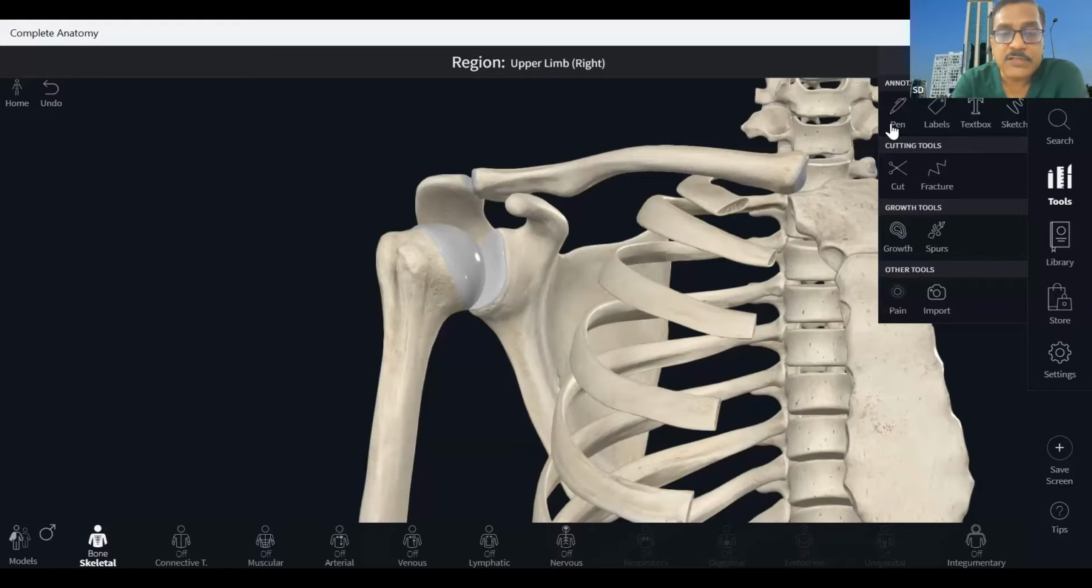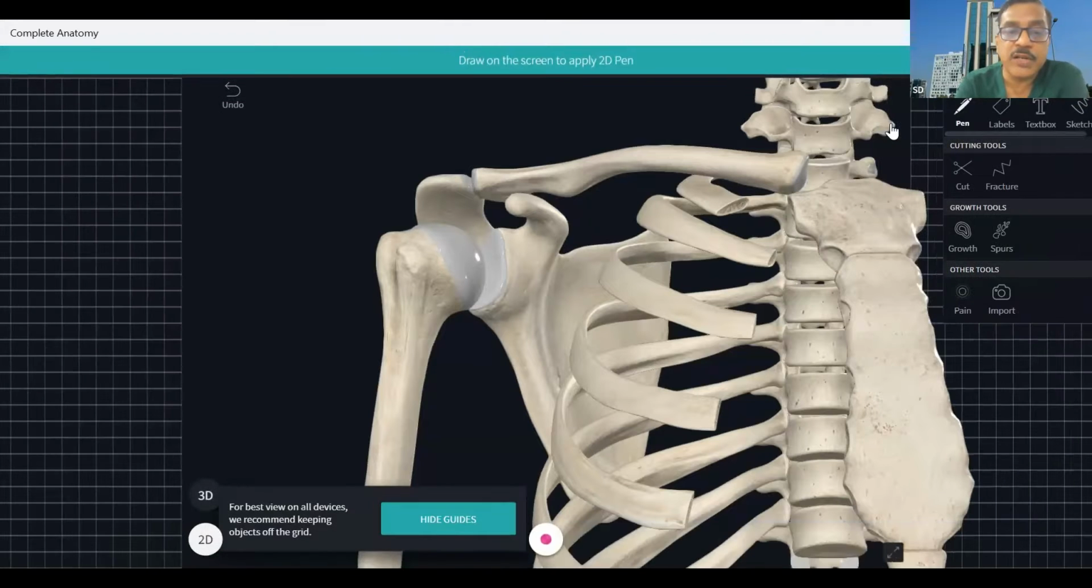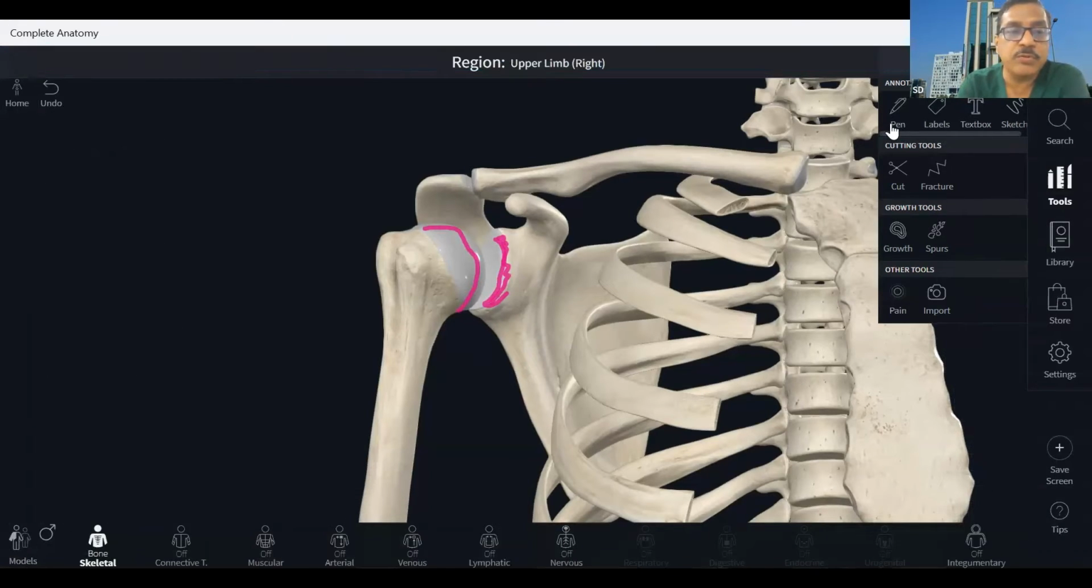So first is the glenohumeral joint, because that is the largest among all these 4 joints. Here the joint is formed by the humeral head and the glenoid. The glenoid is very shallow, and that is the reason there is a labrum which elevates it and gives the shape of a cup. So it is a ball and socket joint.